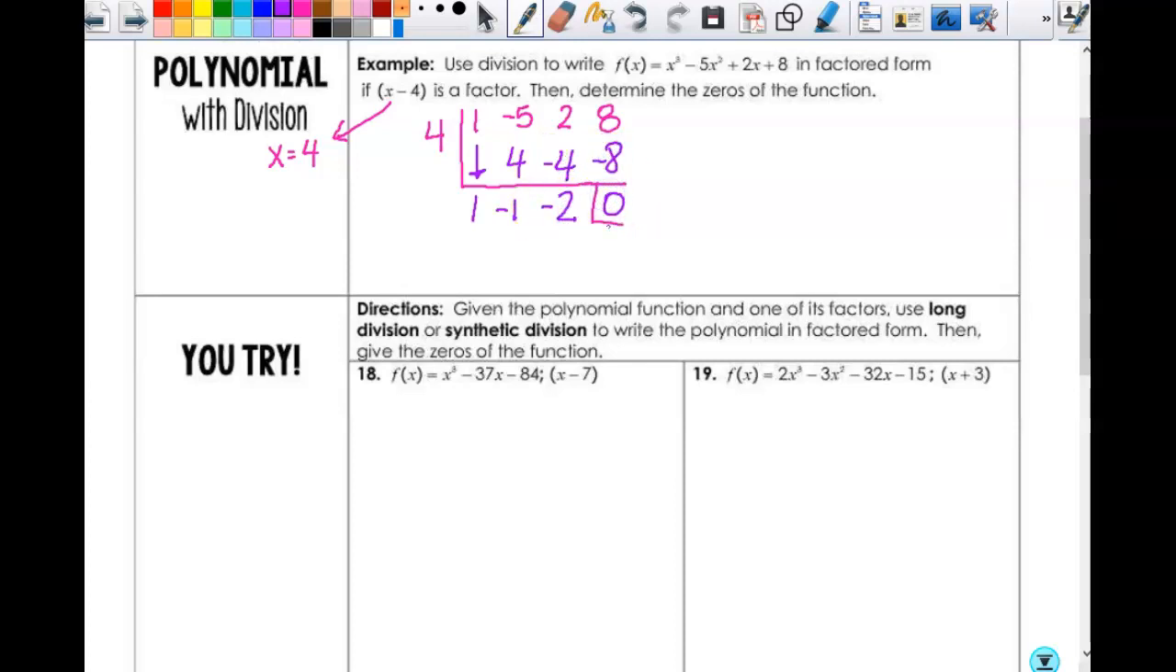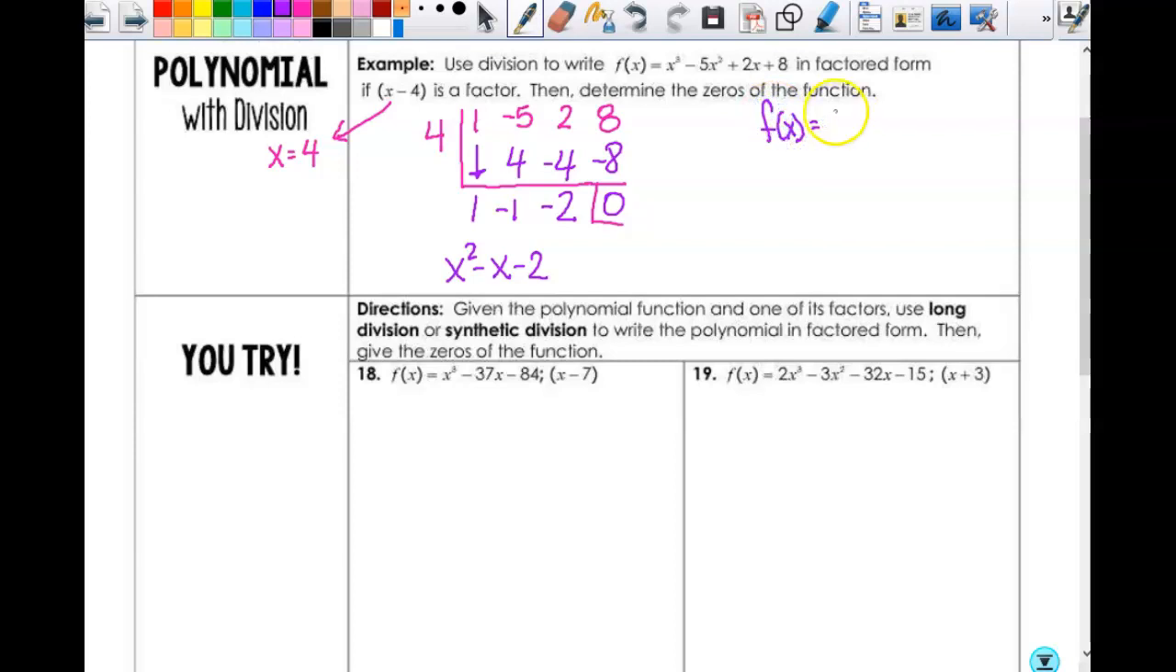No giving up. And when you are told that you have a factor, your remainder should be 0. If you get something other than 0, you did something wrong, okay? So that's pretty much a giveaway there. So what we have here then, this gives me x squared minus x minus 2. Do we agree with that? So what we've just done is we have factored this one step.